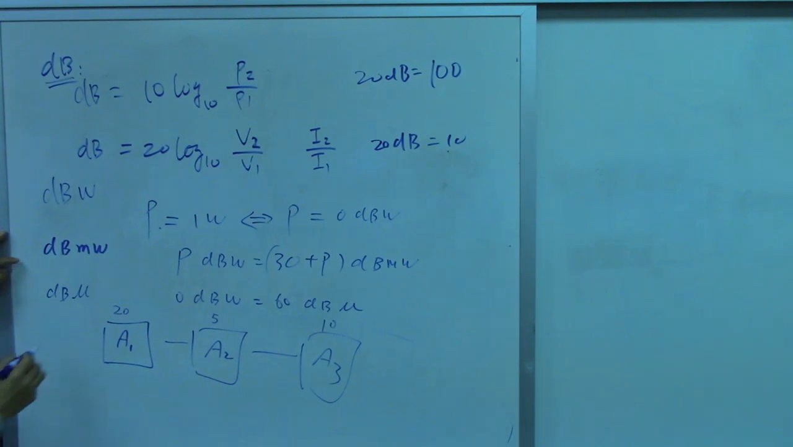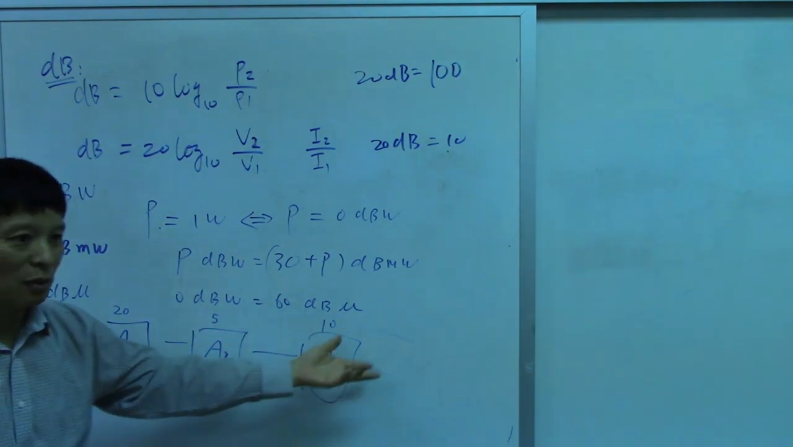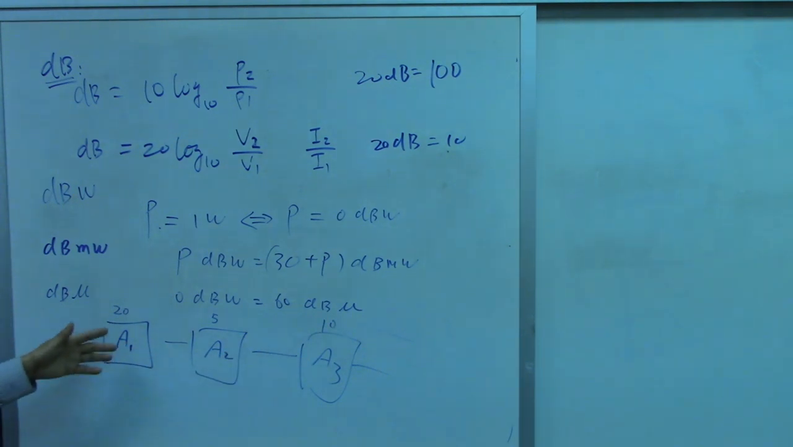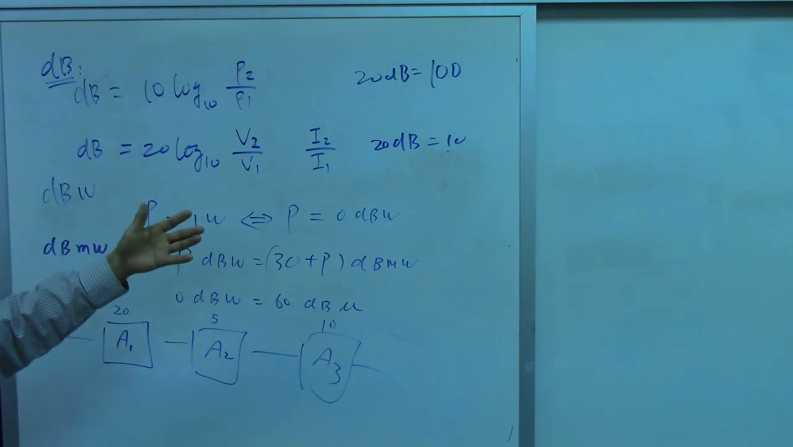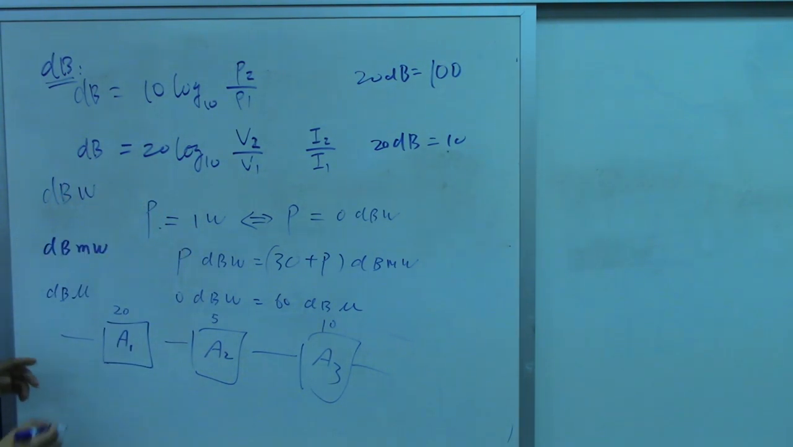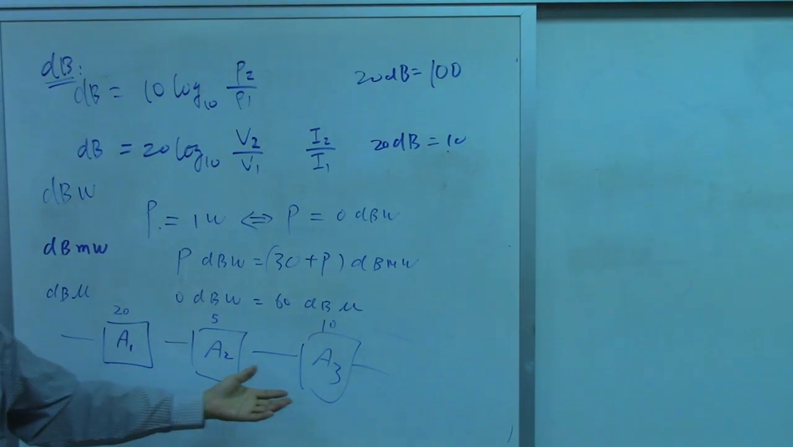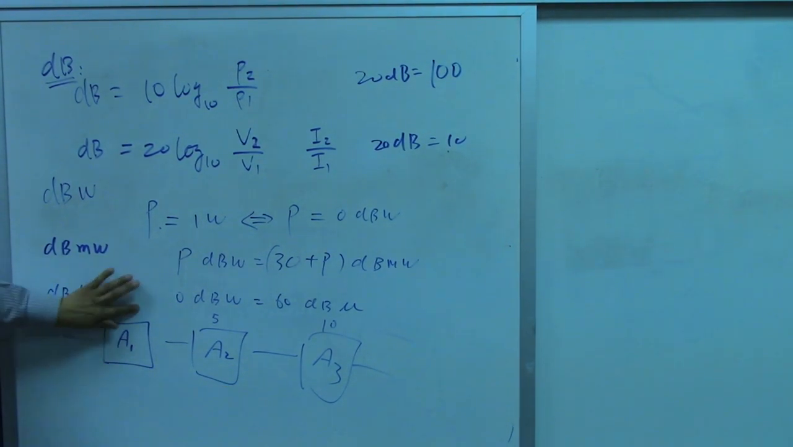The total gain, that's easy, right? Because these three are connected in series, so we just multiply all this together. 20 times 5 equals 100, and then times 10 equals 1000. So that is in absolute values. 20 means 20 times larger, 5 means 5 times larger. We are talking about power. Now, if this is given in dB, then you just add all these dB values. Right? I'll give you another example.